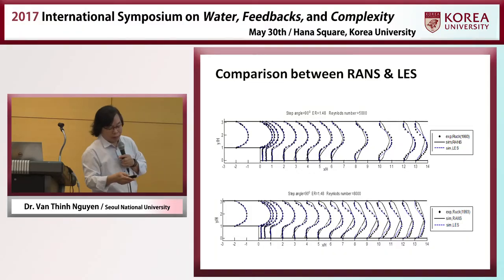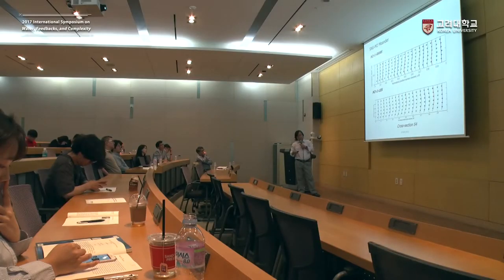So LES captures very well, and another one here is an experiment from NU, and here is some cross section here. Remember that, and here we compare the secondary flow. You see here it's RNG, here it's LES. RNG fails near the wall, but LES still captures very well near the wall. Okay? It's the same idea.